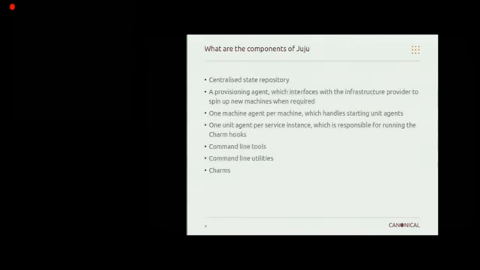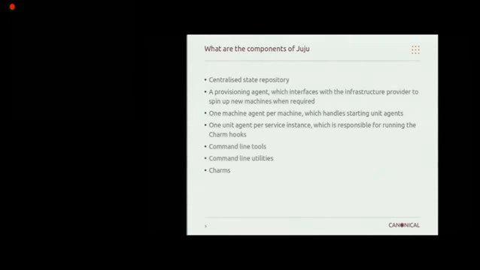The components of Juju are a centralized state repository. That's currently Zookeeper, which is, I can't actually remember who wrote it, but it's essentially an in-memory file system. And one of the things you can do with that is that you can watch paths on it. So the agents in the system communicate by just observing changes in this file system. And we mutate the system, we add services to it, by just writing them into this file system.